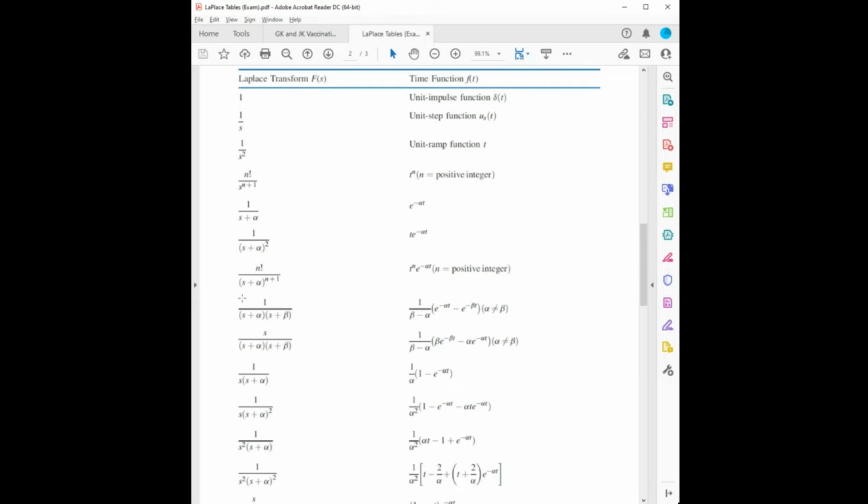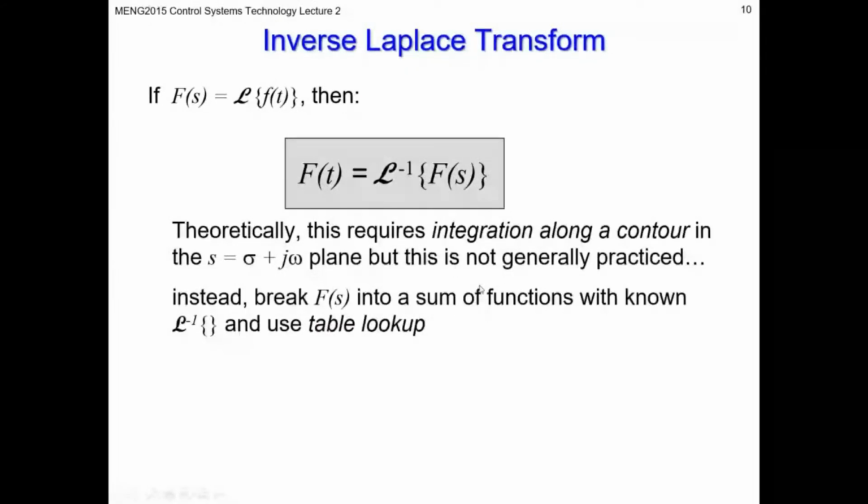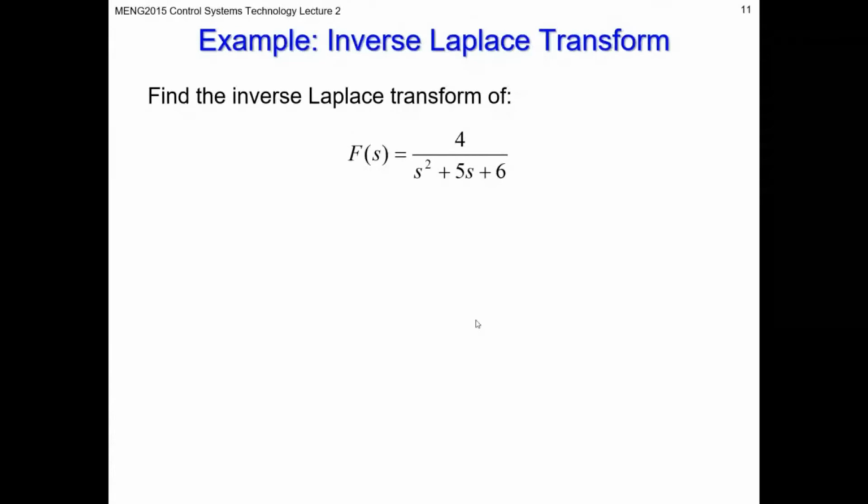If we have a function that we can't break down too easily, it's got alpha and beta as the coefficients of this quadratic denominator, and we have an expression we can use for that as well, which ends up working out the same as this one. But okay, so basically what we said here is, instead of the mathematical solution of integrating along a contour, we're now going to break our function f of s into subfunctions and use that lookup table we just saw. So that brings me to our first example, which I could just write out.